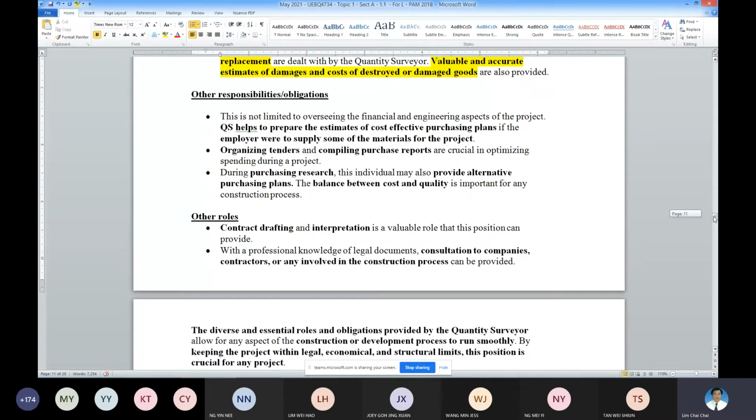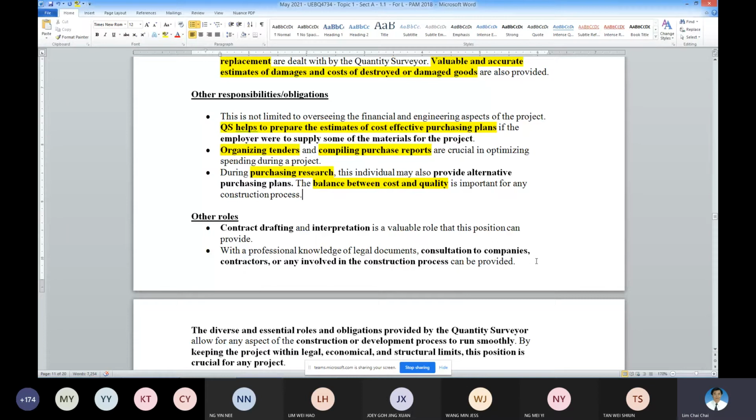Yep, QS have to prepare cost estimate, purchase plan. Okay, so organizing tender, these are part and parcel, which I think you all are very familiar. Compile purchase reports, procurement. Okay, also do research in terms of procurement, alternative material. Okay, and the balance between the cost and quality, because this is more like your value management already. Okay, these are a lot of value management exercise here.